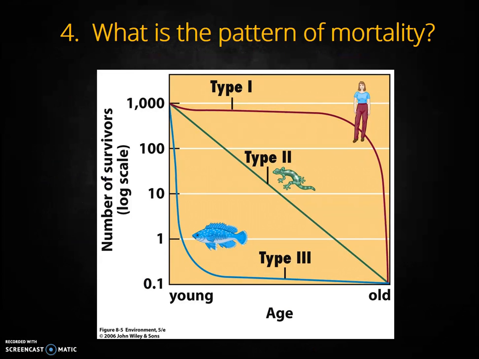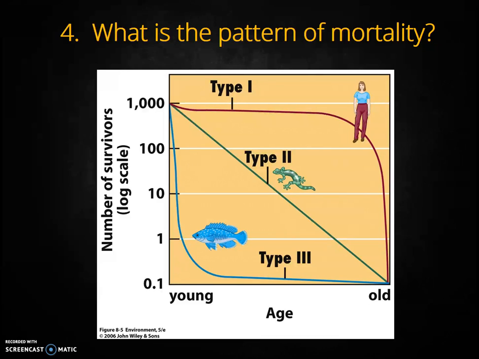Just as a species may have a specific pattern related to reproduction, they may also have a specific pattern related to mortality. The graph here demonstrates three typical mortality patterns. Type 1 shows a species, in this case humans, that tends to have high survival rates until later in life, at which point the likelihood of mortality is high.